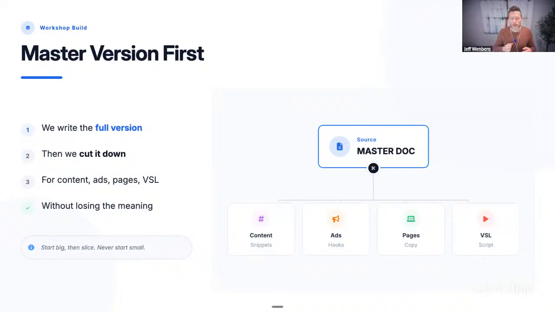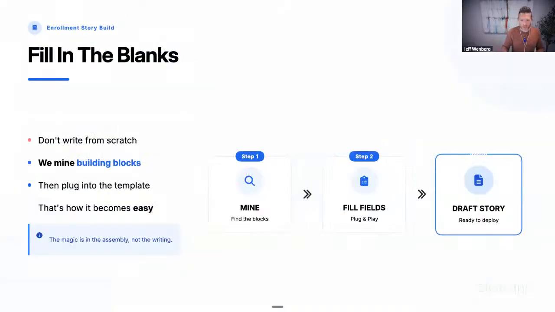Maybe it's even just your value articulator statement that says what you do. You can use all of this for so many different things without really losing the meaning of what it is that you're trying to communicate, because at the end of the day, that's all we're really trying to do. So as I mentioned, we're going to mine all of your data to find the building blocks we need. Then we're going to take all of that data and put it into my template, and then we're going to create that draft story.